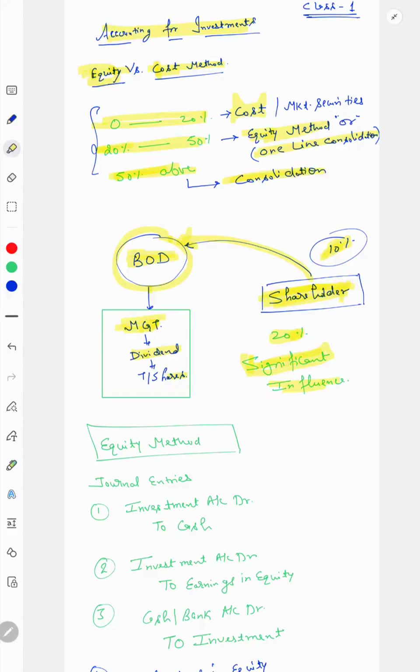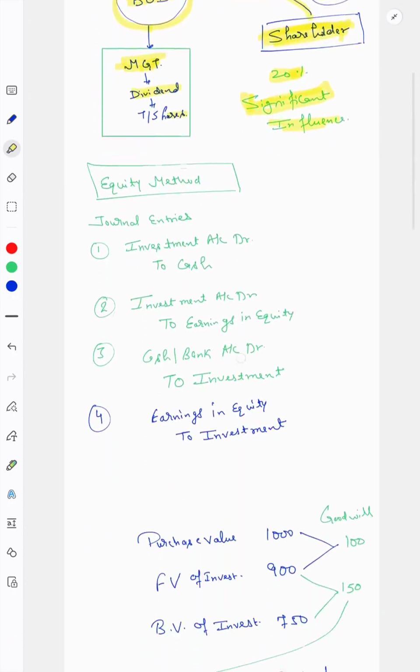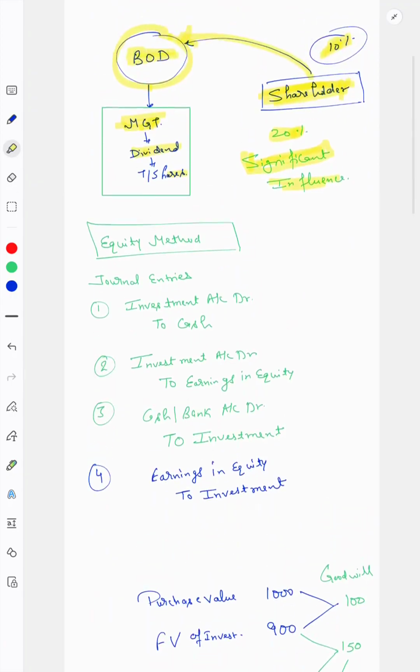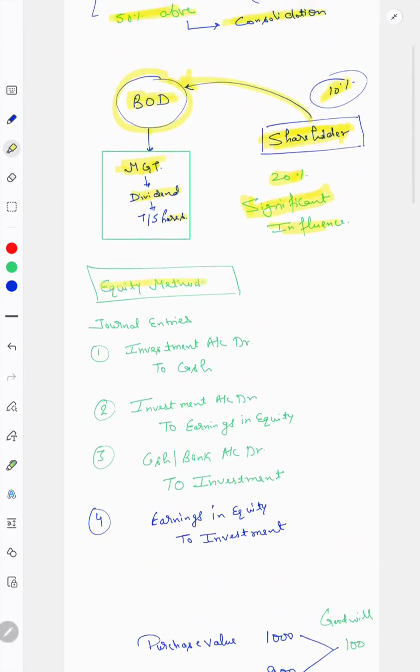First we understand the treatment of the equity method, where we hold 20% or more, 20 to 50% of the shares. How will the accounting entries flow? Whether it is the equity method, consolidation, or the cost method, the first entry of any investment will remain the same: investment account debit, cash credit. In every scenario, in every method, this first entry remains the same.